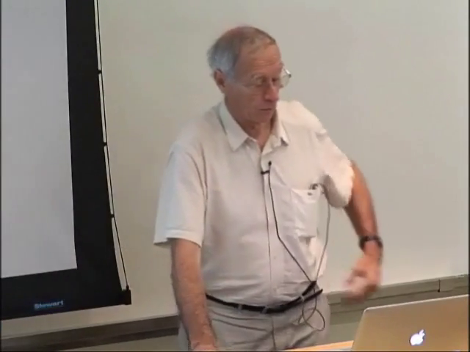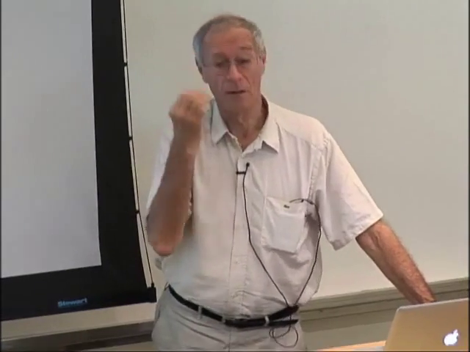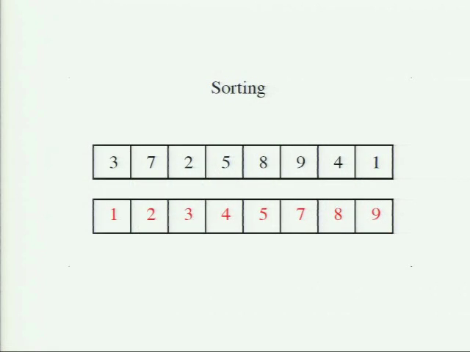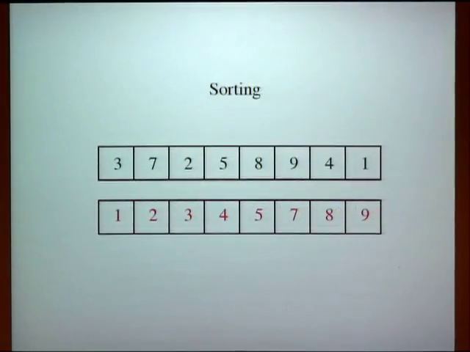So we start with a numerical array F, and we want to build another numerical array G, where G and F have the same elements, and G is sorted in ascending order. Okay, so here is an example. We have the initial array F and we have the final array G.